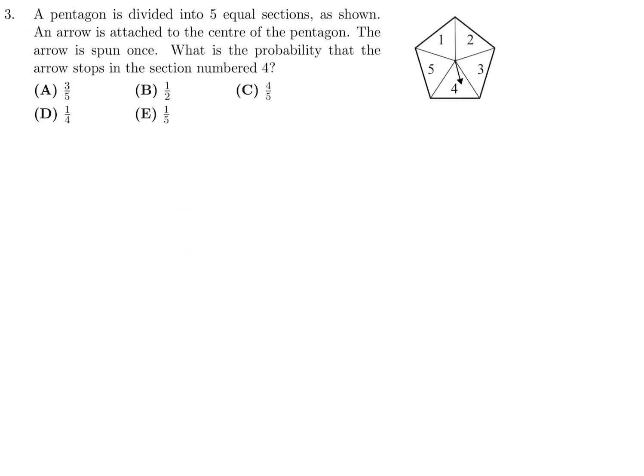A pentagon is divided into 5 equal sections as shown. An arrow is attached to the center of the pentagon. The arrow is spun once. What is the probability that the arrow stops in the section numbered 4? Well, the arrow will stop in each section with equal probability. There are 5 sections, so the total number of sections is 5, and that goes in the denominator. The numerator is our specific condition, which is that it lands in the section numbered 4, and that is one of the 5 sections. So 1 goes there. So that's the probability, 1 over 5. So number 3, the answer is E.